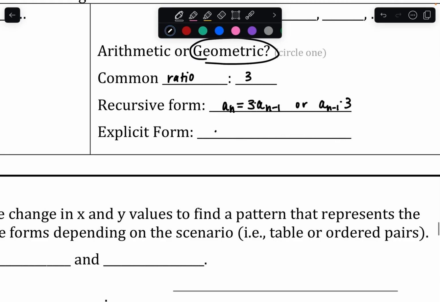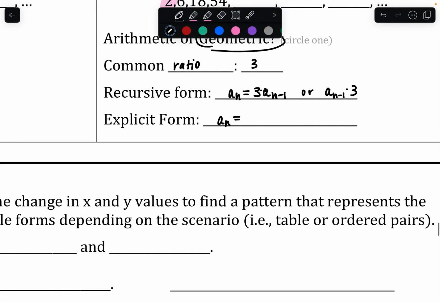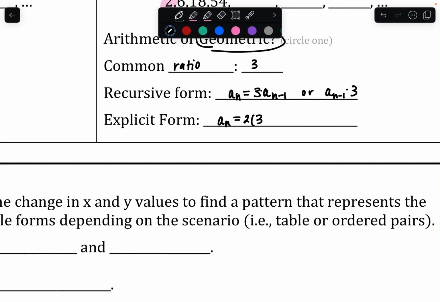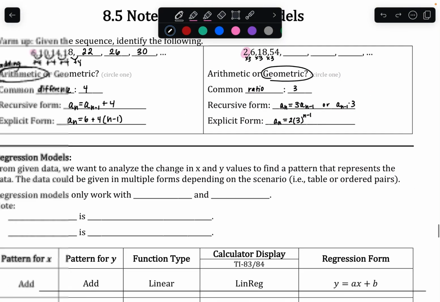And then explicit is any term equals the first term, which here is a 2, times that 3, n minus 1 more times. So if I was trying to get to the 100th term, I would multiply by 3 99 more times.